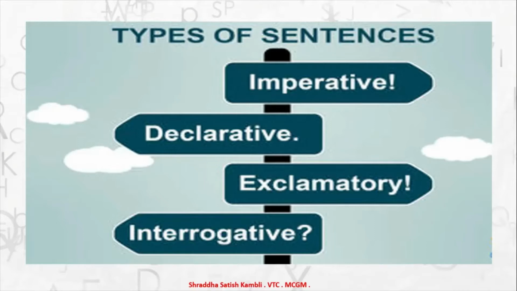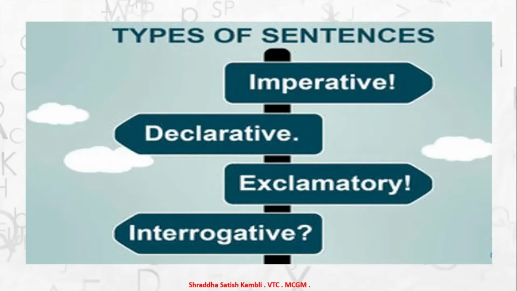So imperative means what? When you're asking someone to do something for you very firmly, that is when you're giving an order, that is an imperative sentence. A declarative sentence is a kind of normal statement. Exclamatory is what? When you have a lot of emotions inside you, when you're very angry, very sad, or very happy, that emotion comes out in the way you say the sentence. So that sentence becomes an exclamatory sentence.